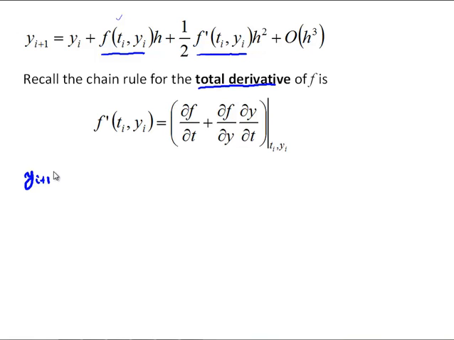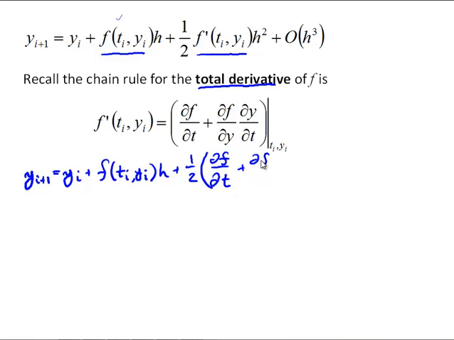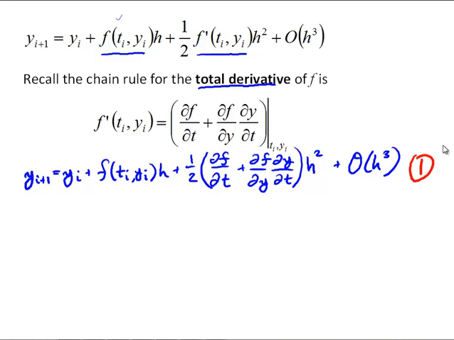So we get yi plus 1, still working on our Taylor series approximation, is yi plus f at ti yi times h plus 1/2, and now we're going to plug in that total derivative, df dt plus df dy times dy dt, and all of that times h squared plus terms order h cubed and higher. We're going to call that equation 1. And now we're going to go back to the Runge-Kutta approximation for yi plus 1.